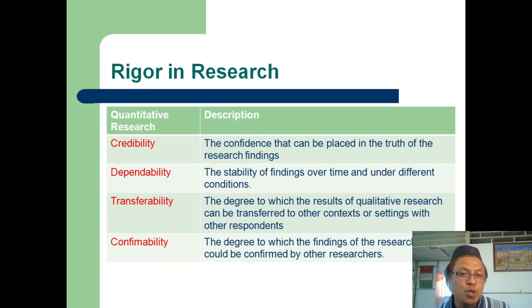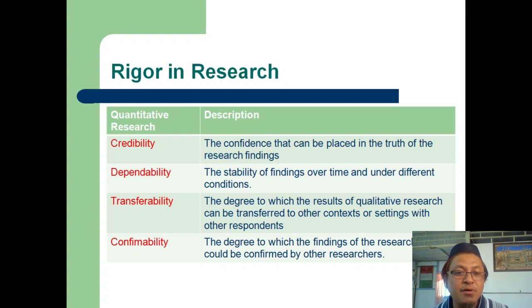All right, now how do we address rigor in qualitative research? Sorry, I made a mistake. Guys, this is supposed to be qualitative in the slide. Please take note of that error. This is supposed to be qualitative research. Now, rigor in qualitative research is also called trustworthiness. We will address this again when we talk about qualitative data analysis.